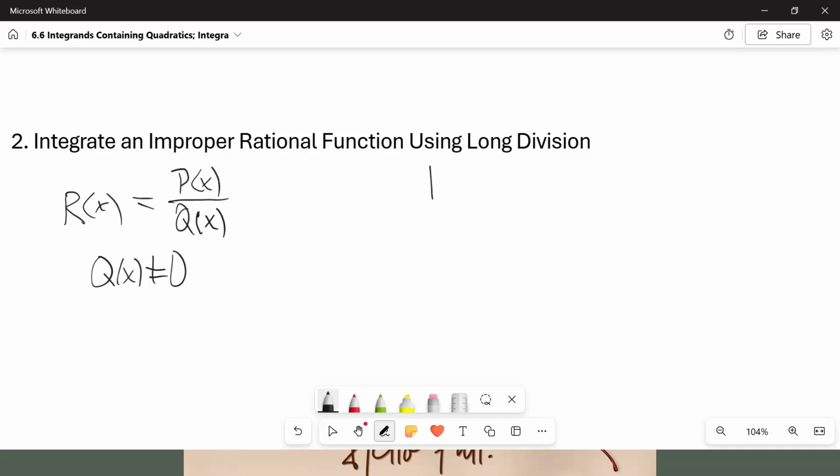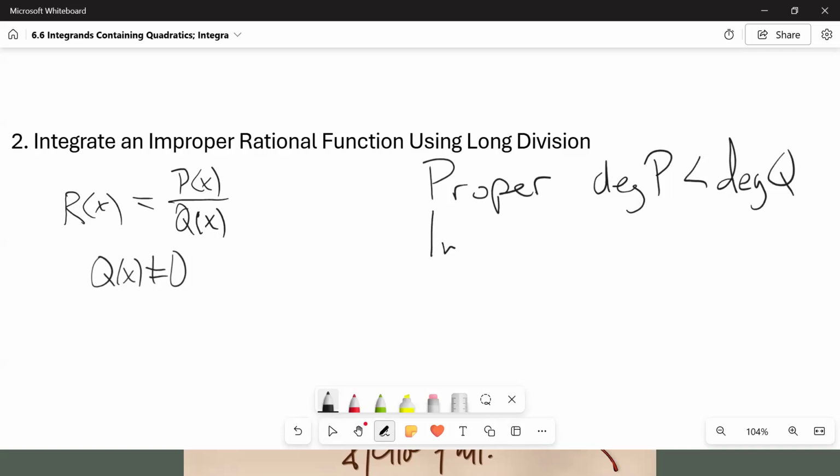It's called proper when the degree of polynomial p is less than the degree of q. So the degree of p is less than the degree of q. It's called improper if the degree of p is greater than or equal to the degree of q.